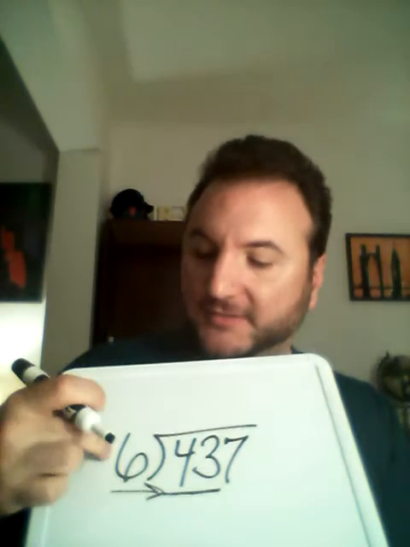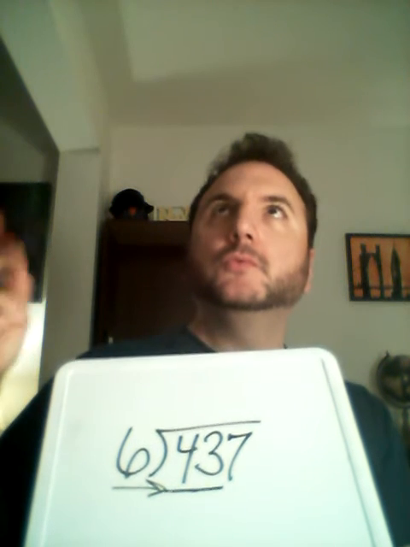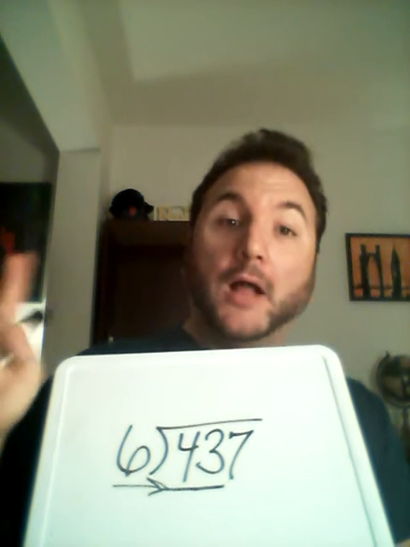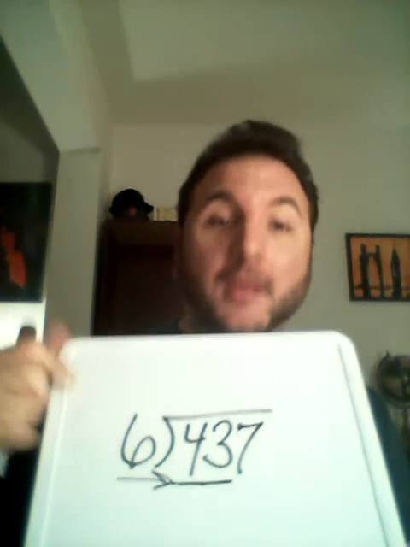Well, if I do my 6 times table, what number does it go to that's closest to 43 without going over? Well, that would be 42. That's the 7th number in the 6 times table. In other words, 6 times 7 is 42. The question is, what do I do with that 7?